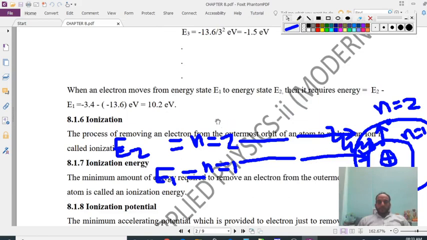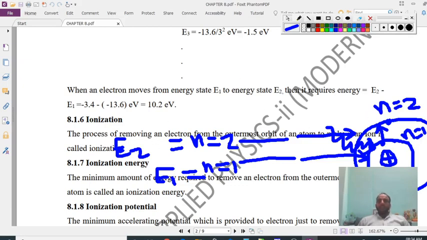So to get the energy required to excite an electron from the n is equal to 1 to the n is equal to 2 level, we have to subtract E2 minus E1, the energy between these two levels. Then we get the energy equal to 10.2 electron volt. So we have to apply a 10.2 electron volt accelerating potential so that the electron is excited from the n is equal to 1 to the n is equal to 2 energy level.